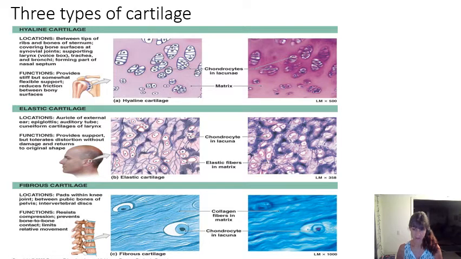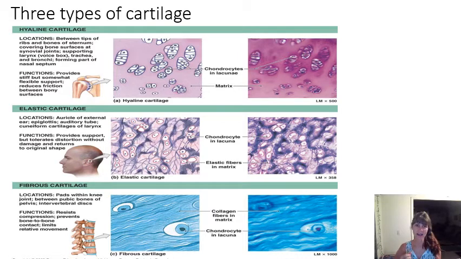There are three types of cartilage in the human body. We have hyaline cartilage, elastic cartilage, and fibrocartilage, sometimes referred to as fibrous cartilage. Hyaline cartilage is the most abundant type of cartilage in the human body. We have hyaline cartilage between our ribs and our sternum, on the ends of bones in synovial joints, as well as part of the nasal septum is formed by hyaline cartilage.